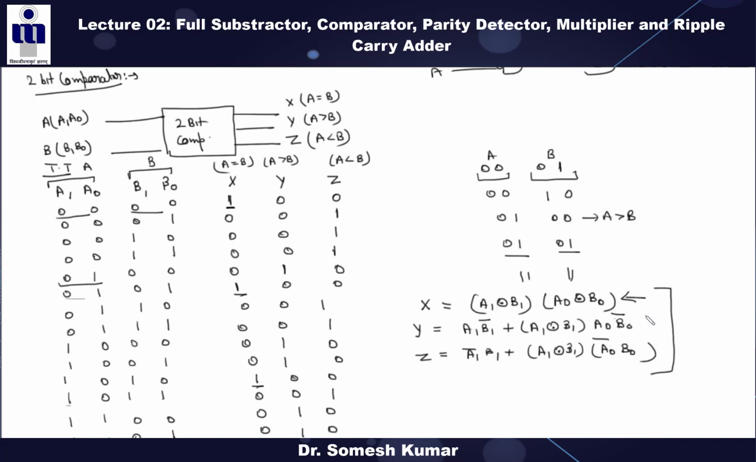Clear? So now tell me, for this 2-bit comparator, how many inputs are there? 4 inputs. For the 1-bit comparator, how many inputs are there? 2 inputs. And for the n-bit comparator, if I generalize this formula, it has 2n inputs. For the n-bit comparator, there are 2n inputs. And the number of combinations.